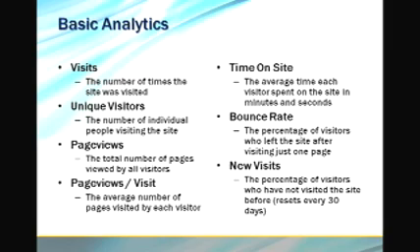It's pretty logical that the next analytic metric they give you is unique visitors. This is the total number of individual people visiting the site. So if you had 100 visitors and they all visited the site twice, you'd have 200 visits and 100 unique visitors. The next one that you'll look at a lot is page views. This is the total number of pages viewed by all of the visitors that came to your site.